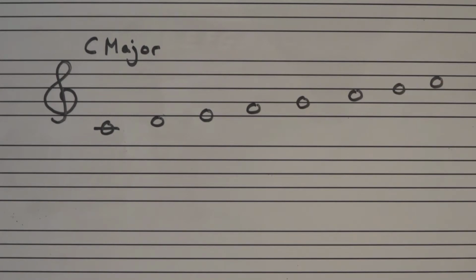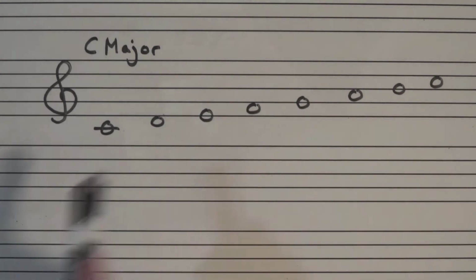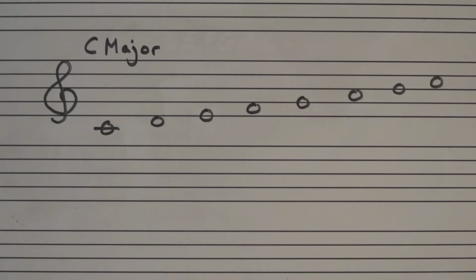With a scale you are hopefully already familiar with, the C major scale. Now, what's really nice about the C major scale is there are no sharps or flats. It is just the letters. So let's analyze the whole steps and half steps that appear in the C major scale.